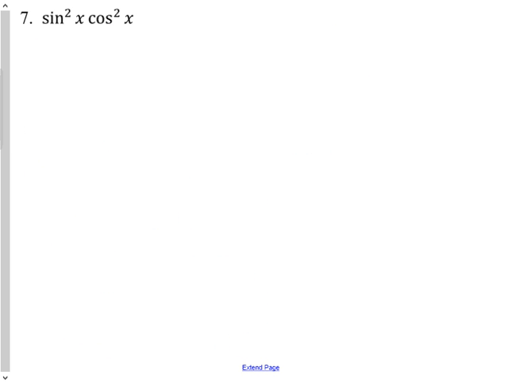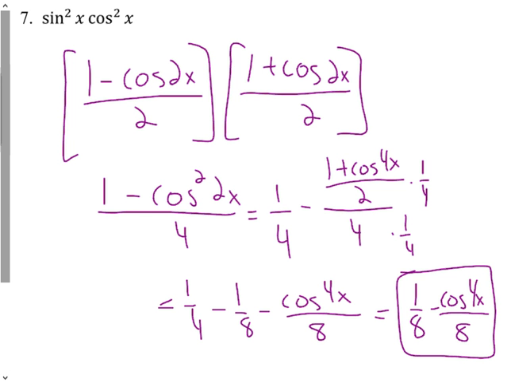Next, we've got sine squared times cosine squared. I'm going to have you try this one out on your own. So pause the video, and then once you're done, your final answer, simplified, should be 1/8 minus cosine of 4x over 8. Walking through it.